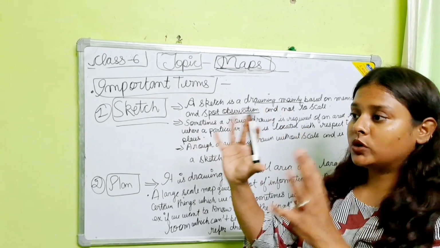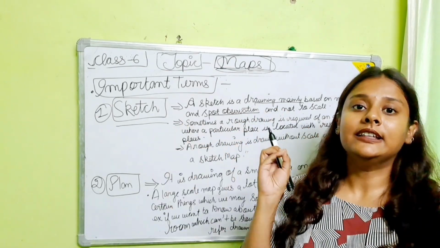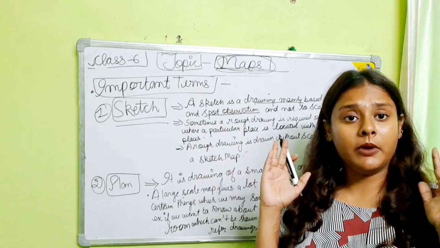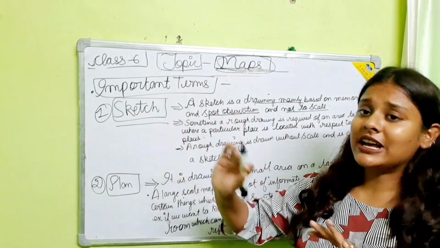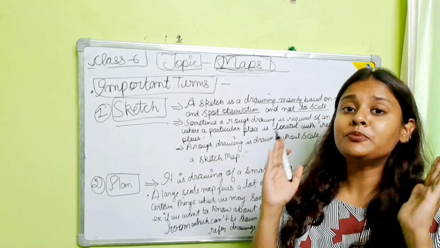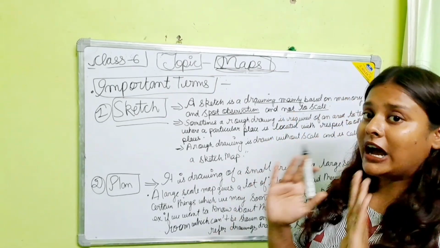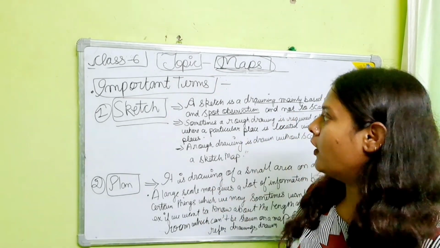Like if you have noticed something and you have drawn it, this is regarded as a sketch based on your memory and spot observation, and not to scale. A sketch doesn't have any scale, whereas maps require scales. Without scale, a map cannot be drawn.